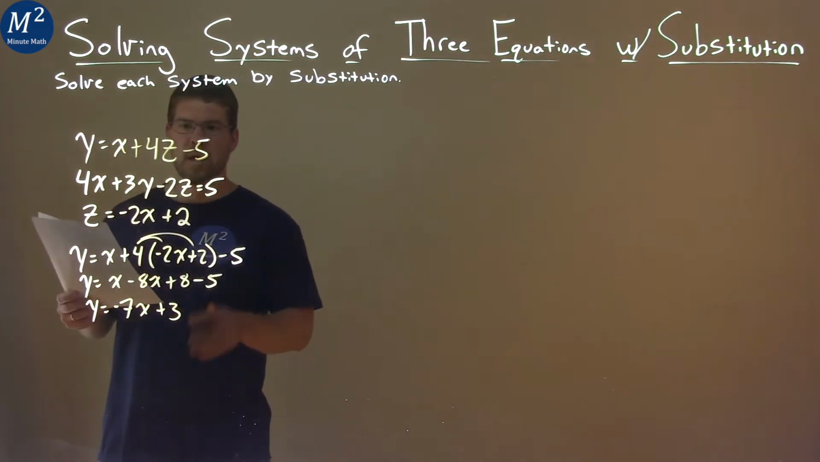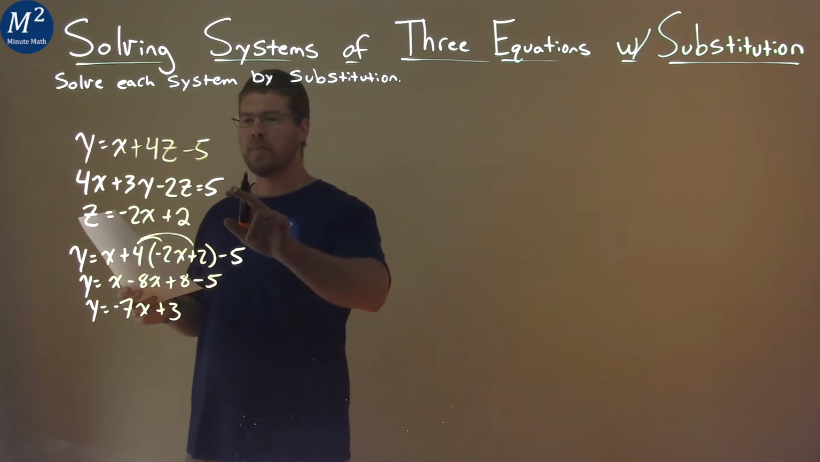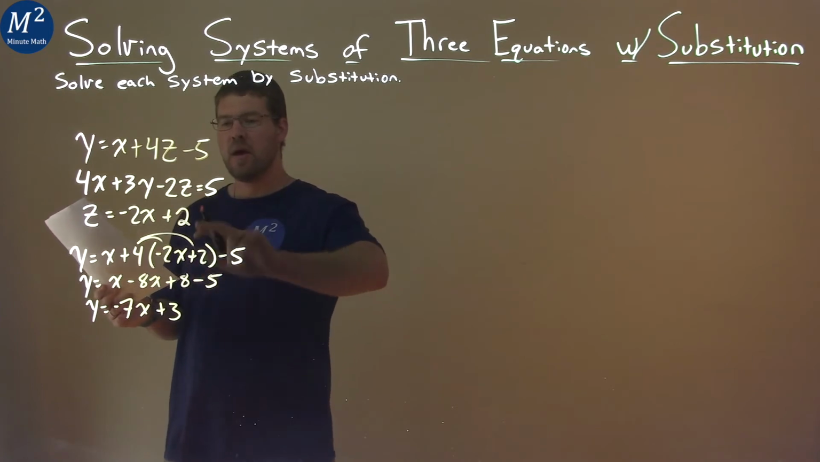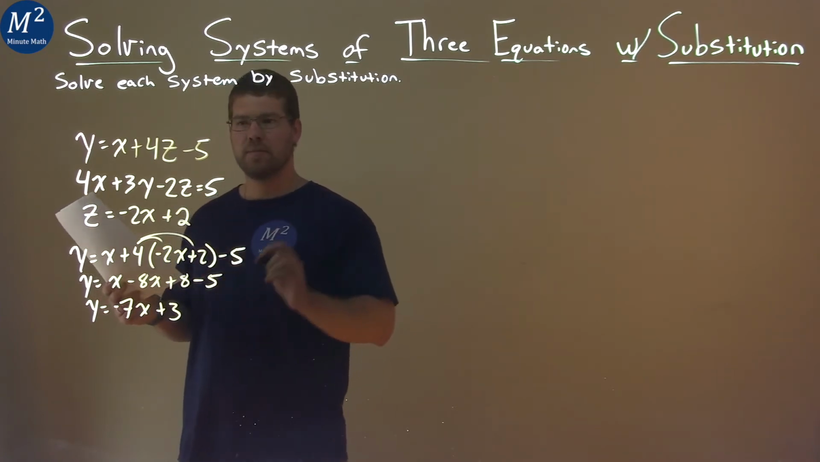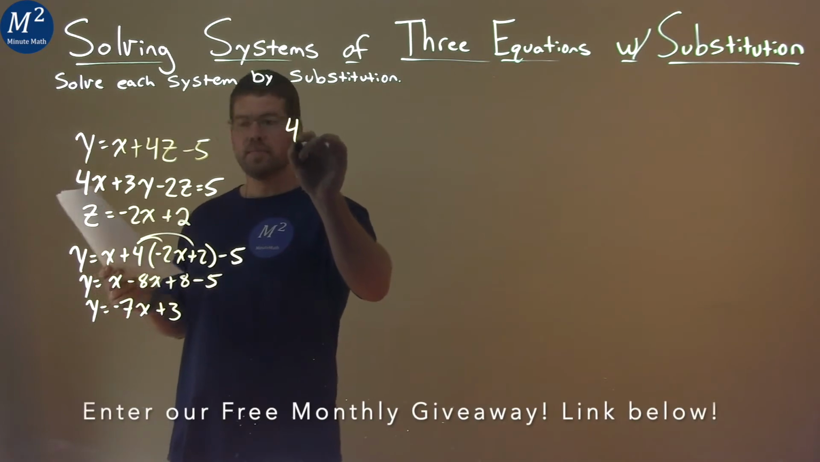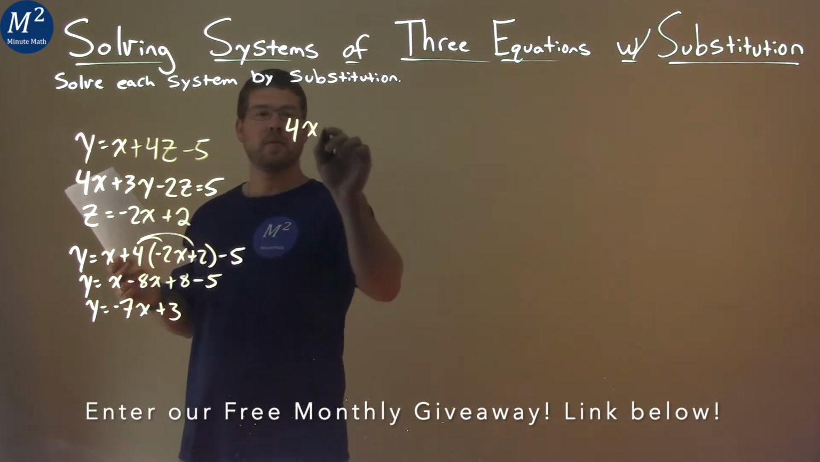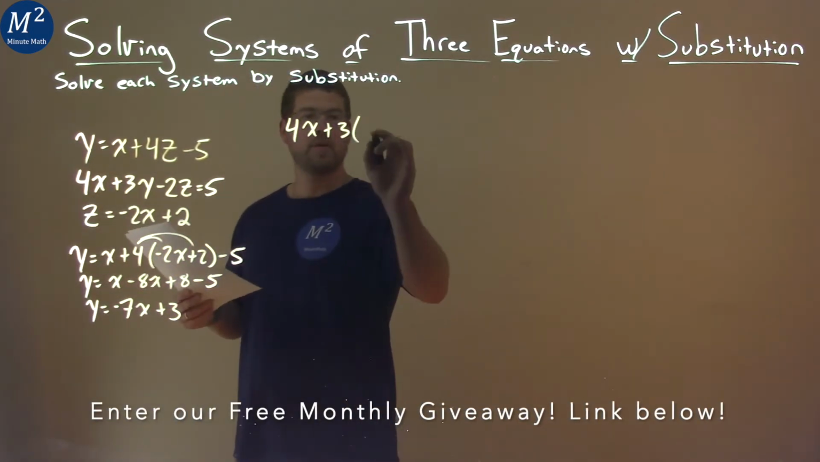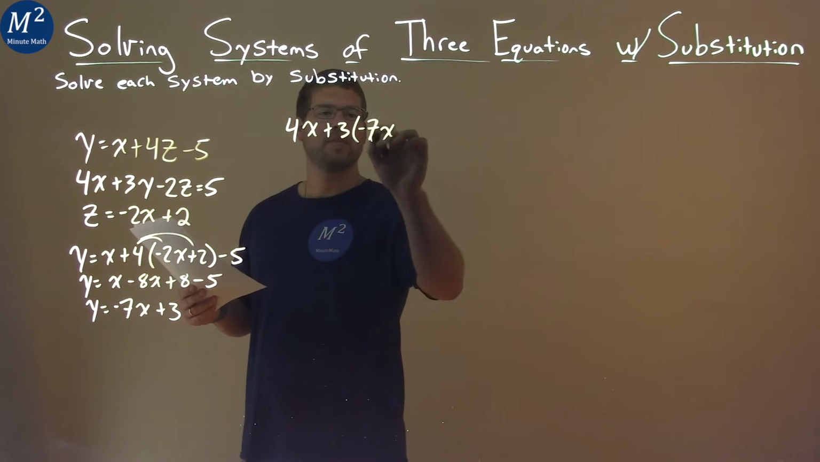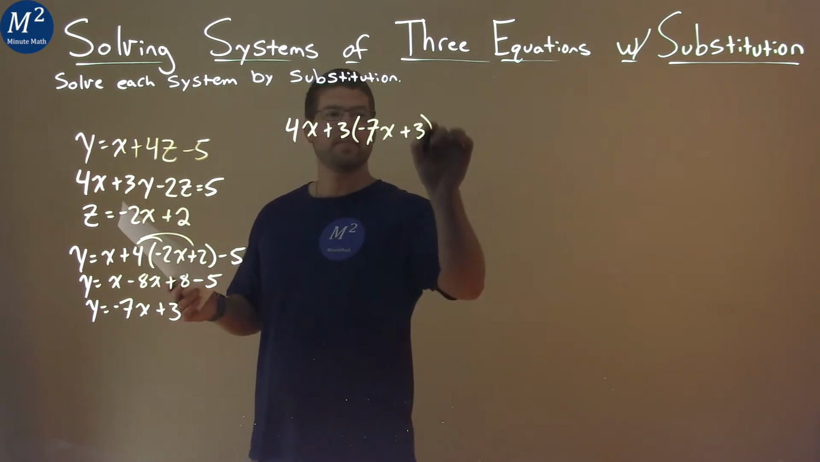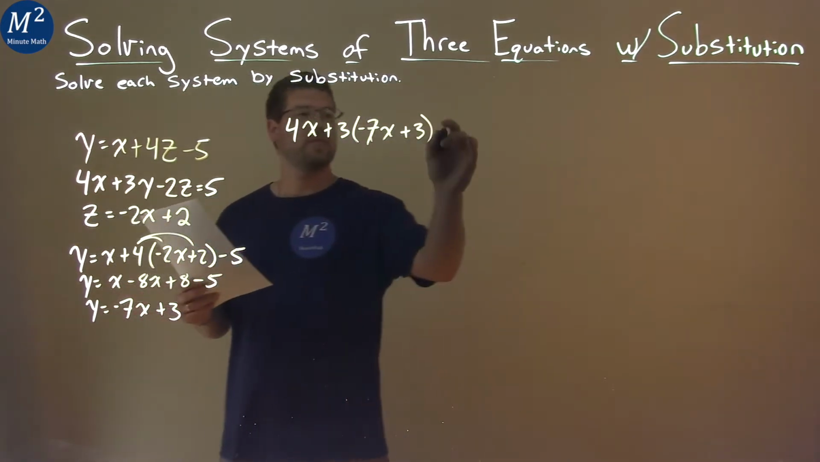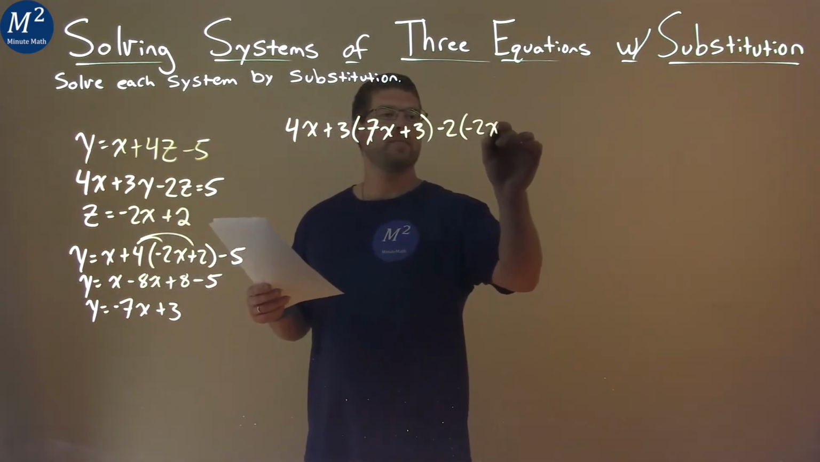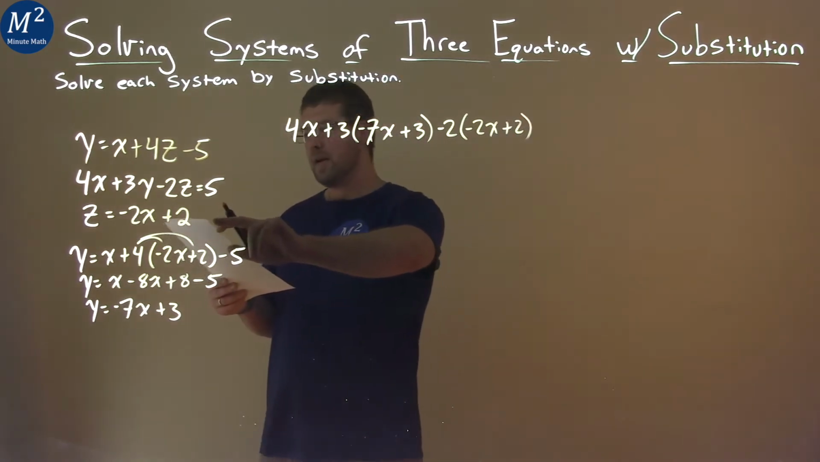All right? Now it gets a little tricky. I'm going to look at my second equation. I have y in terms of x, and I have z in terms of x. I'm going to plug both of those into my second equation. So we have 4x, the second equation here, plus 3, and instead of y, I'm putting negative 7x plus 3. That's a negative 7x, whoops, negative 7x plus 3. And then we have minus 2 times z, which is negative 2x plus 2. And that's equal to 5.